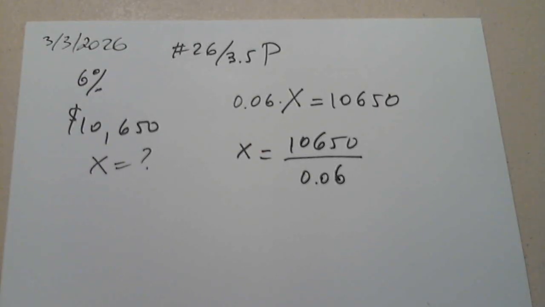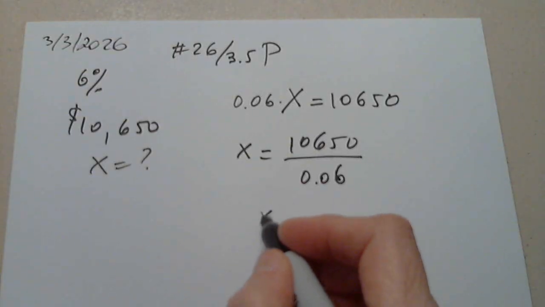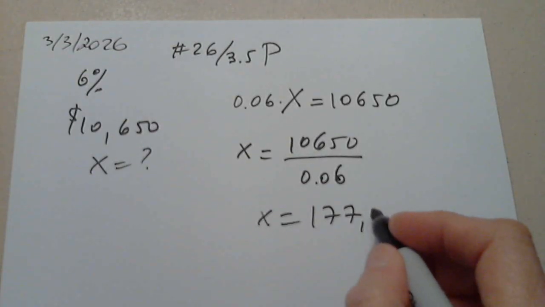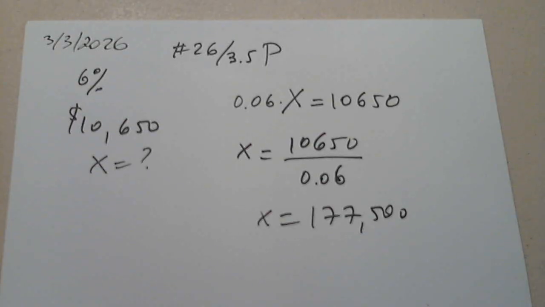So let's divide. I'm sharing my screen. Here it is, 10,650 divided by 0.06. So this is 177,500. So the price of the home was 177,500. We divided 10,650 by 6%. We cannot divide by 6. We have to divide by 0.06, which is the decimal form of 6%.